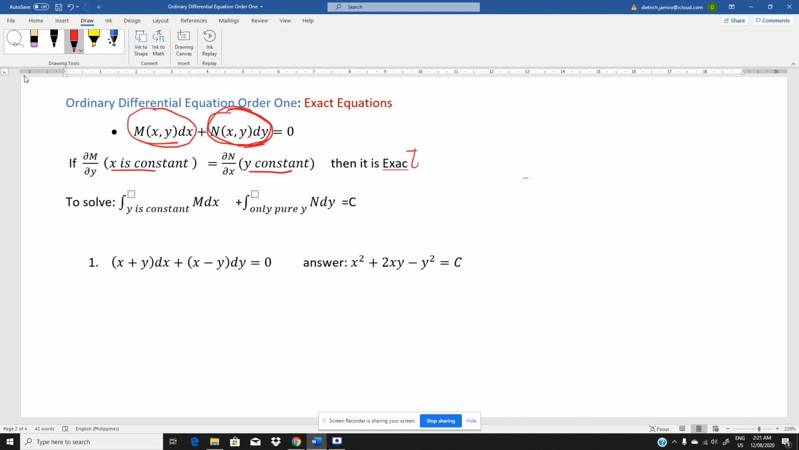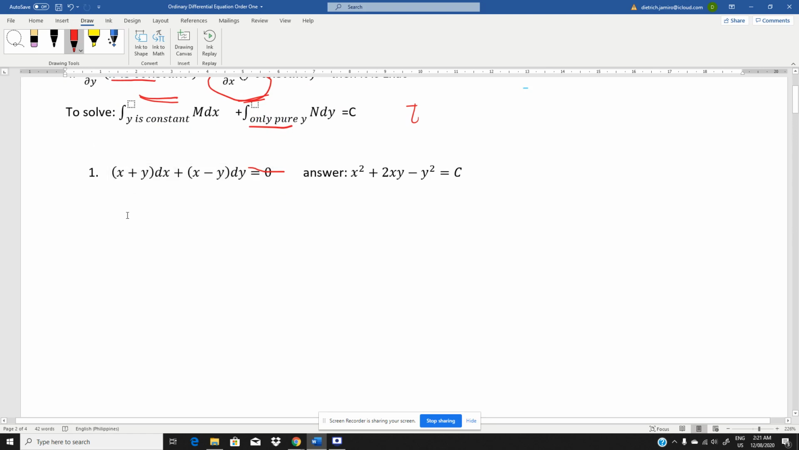So to solve this one, we have a trick. On the first term, we consider y as a constant. So we integrate the function M with respect to x, dx, considering y as a constant, plus the integral of N dy, where we will only integrate the pure y terms, equals C. To see this tip, we have to consider example number 1.